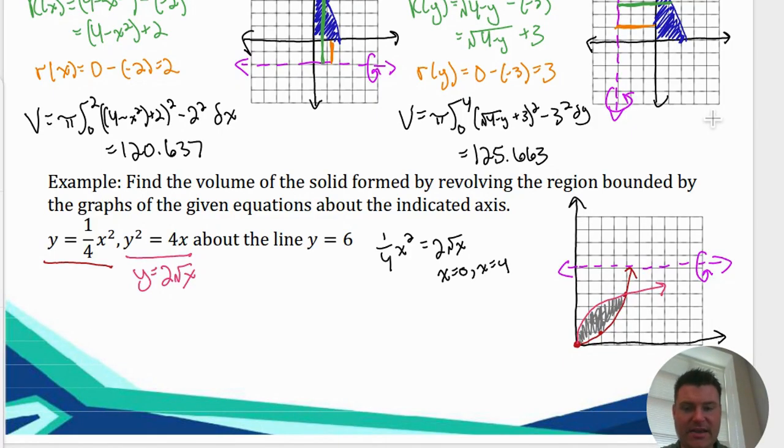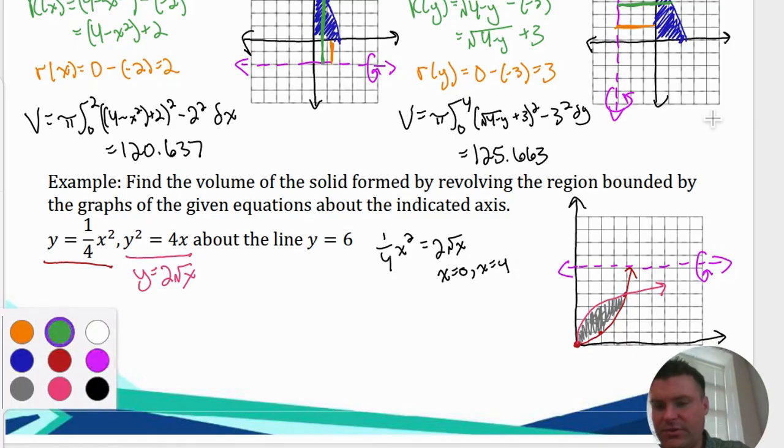So let's go ahead and solve. Let's do green. This is my radius now. Always start from the axis of rotation. You're going to go from the top here, and keep going until I get to the furthest part away from the axis of rotation, which is going to be the red graph. So my r of x is equal to big minus little. Big is going to be the axis of rotation, which is 6, minus little. Little is red, which we said is 1/4 x squared.